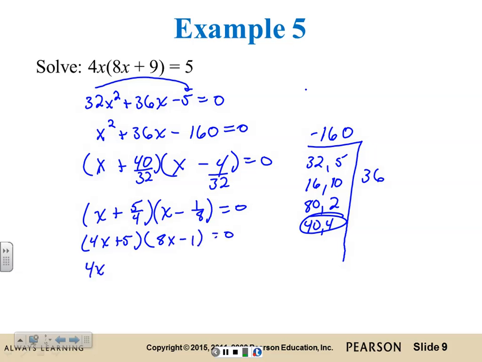Take each one of these, because we have an equation, and we have to solve this equation for x. So here we're going to get x is equal to negative 5/4, and here we're going to get x is equal to 1/8. So there's your two answers.